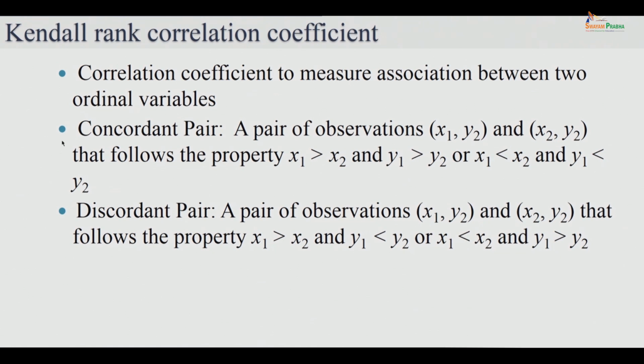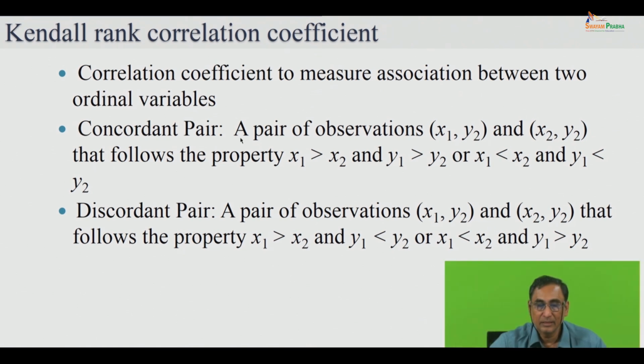So, a third type of correlation coefficient that is used for ordinal variables is called the Kendall's rank correlation, and this correlation coefficient also measures the association between ordinal variables. In this case, what we define is a concordant and a discordant pair. If you look at the values, compare two observations, let us say x1 y1 and x2 y2.